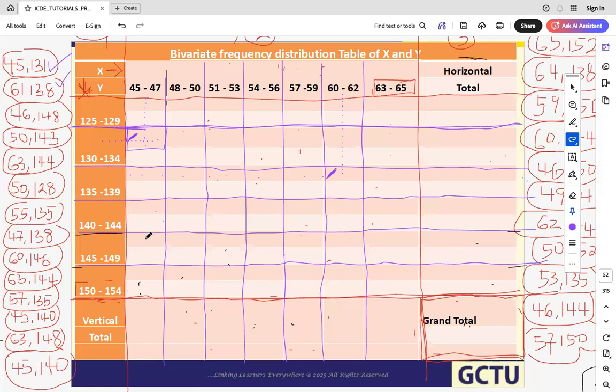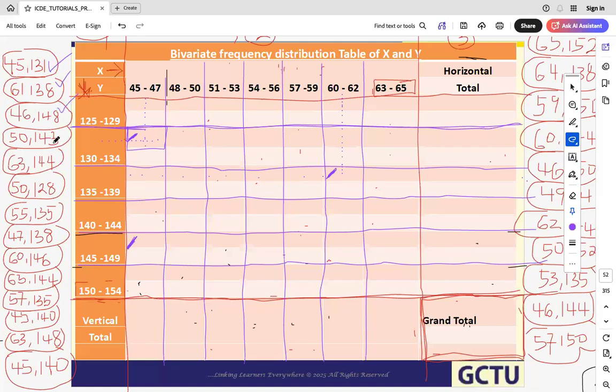And then fortunately we land in this box. This box is 145 to 149. So we find the 148 here, and this becomes the first tally also in this box. So that is also done.